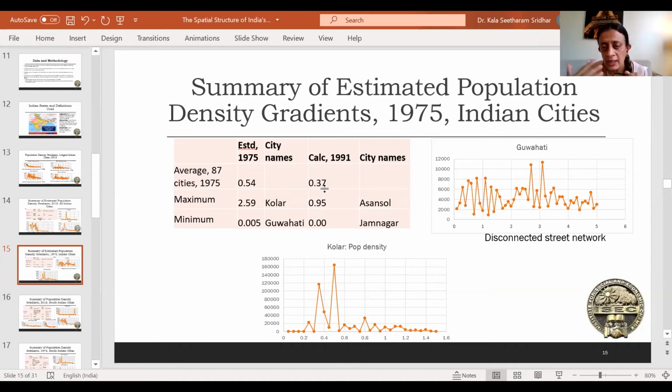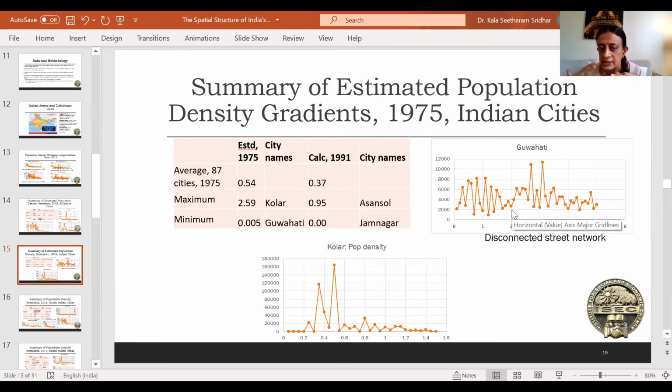So we did a correlation of the estimated density gradients with the calculated ones, and they are positively correlated, as we would imagine, but with the associated caveats with the calculated ones. And for every slide, I want to make sure that we are worried only about the cities that are sprawling, and we don't worry a lot about the cities that are compact and efficient. So here, Guwahati in Assam, which is a northeastern state, is actually the most suburbanized. And I found that it has a very disconnected street network.